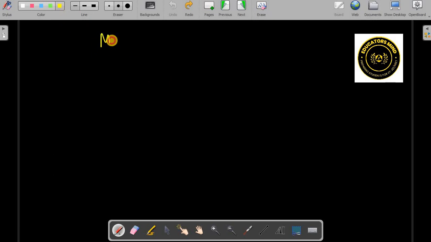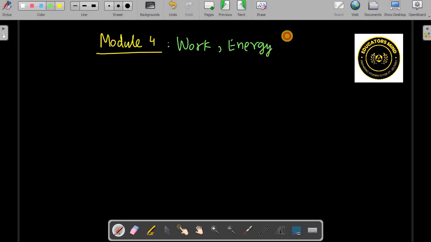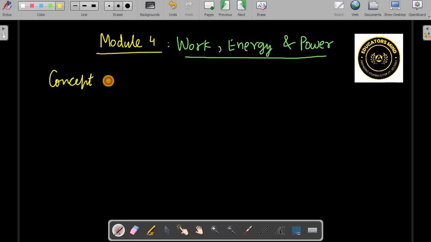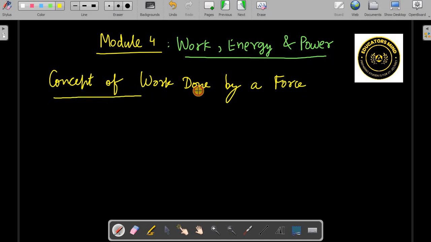We are going to discuss the next module, module 4. So we are starting module 4. What is module 4? Work, energy, and power. Okay, so first we are going to start the concept of work. What is the concept of work? Concept of work done by a force.